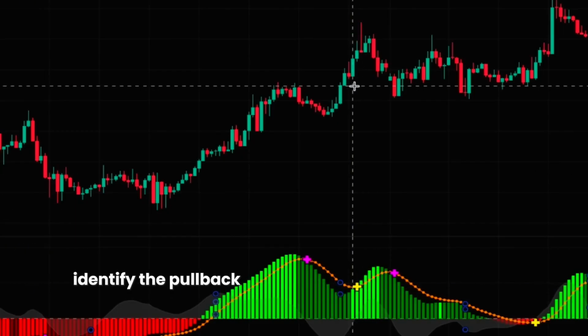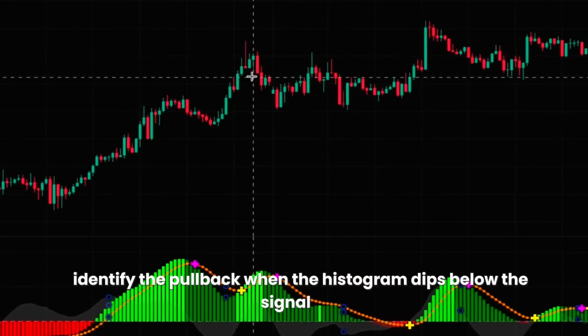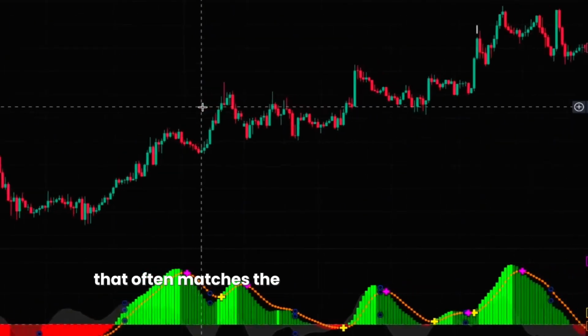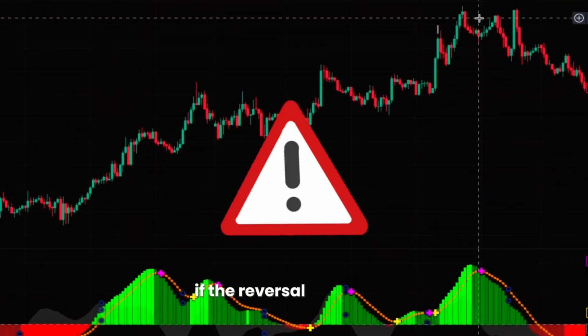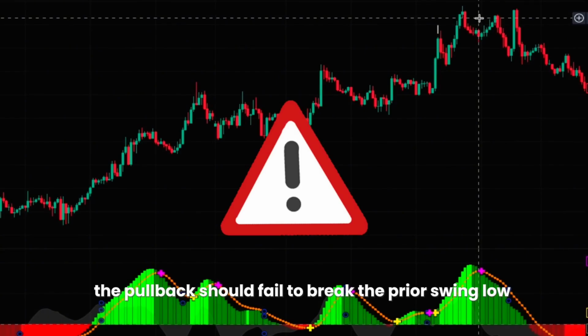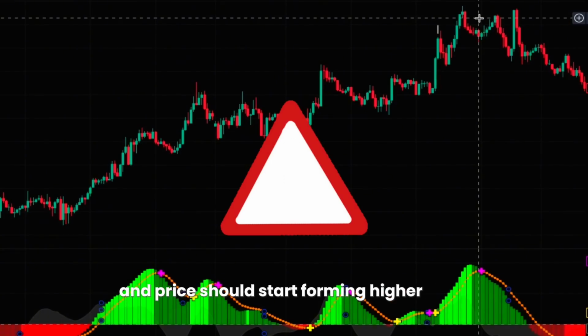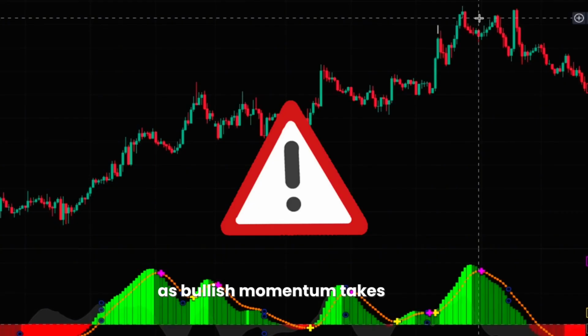Step 4. Identify the pullback. When the histogram dips below the signal line, that often matches the pullback phase, where price temporarily retraces. If the reversal is legitimate, the pullback should fail to break the prior swing low, and price should start forming higher pushes as bullish momentum takes control.